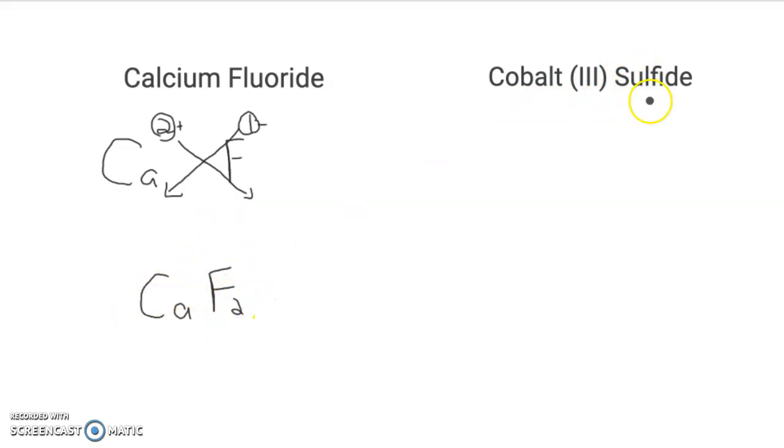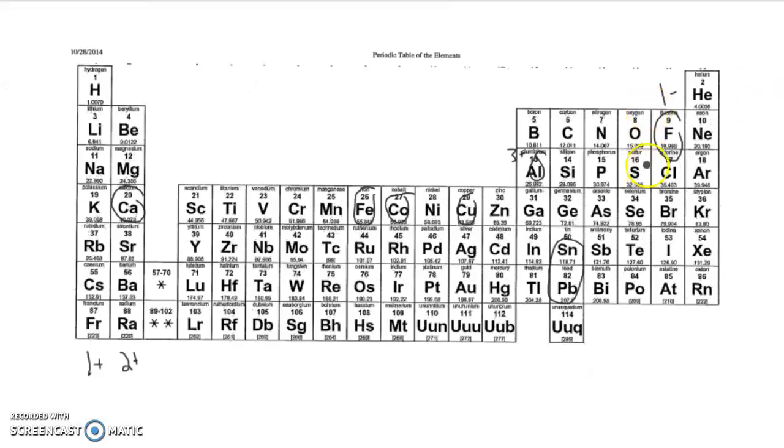Okay, now for cobalt 3 sulfide, the Roman numeral 3 tells you that cobalt is going to have a positive 3 charge. The Roman numeral tells you what the charge is for the positive ions. Sulfide, that's in the column, let me show you on the periodic table, that's in the column right here that forms negative 2 ions. Okay, it's also in the ion list on the back of your periodic table.